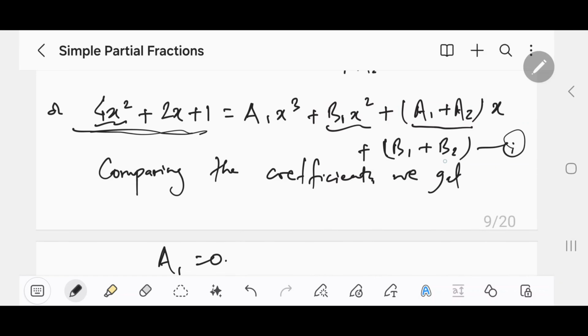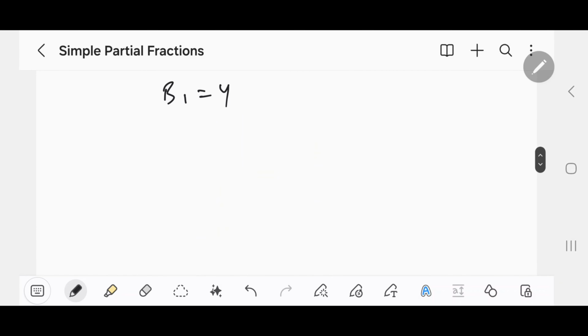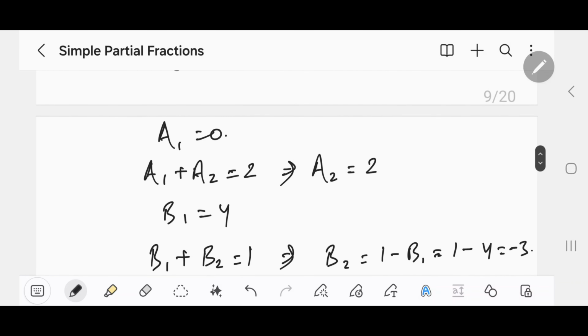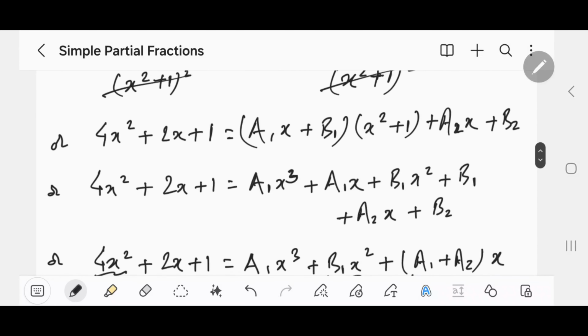And then we have b1 plus b2 equals 1. That implies b2 equals 1 minus b1 equals 1 minus 4 equals minus 3. Now we got the value of all the variables.